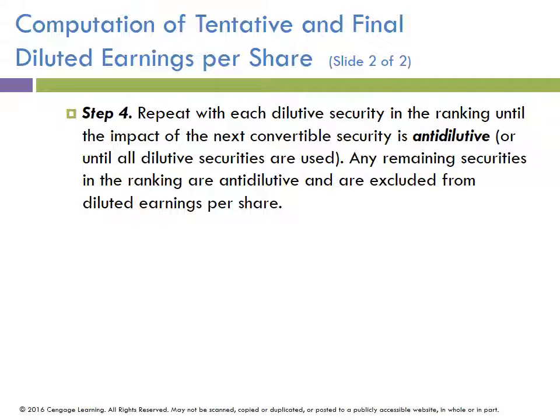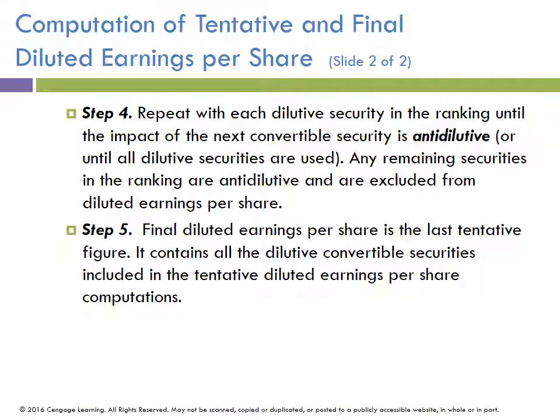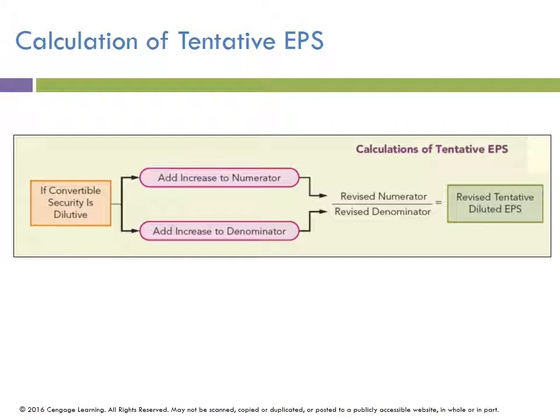Repeat with each dilutive security in the ranking until the impact of the next convertible security actually causes earnings per share to increase. Any remaining securities in the ranking are considered anti-dilutive. We do not include them. Finally, dilutive earnings per share is the last tentative figure. It contains all the diluted convertible securities. So there is a flow chart.